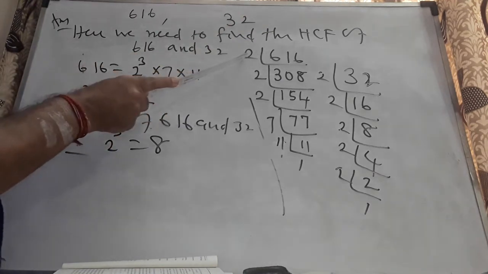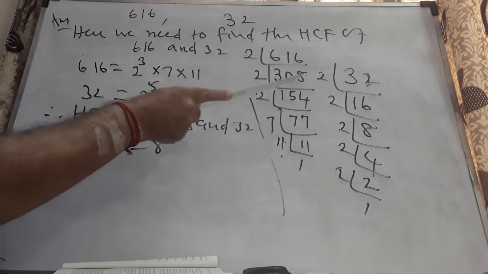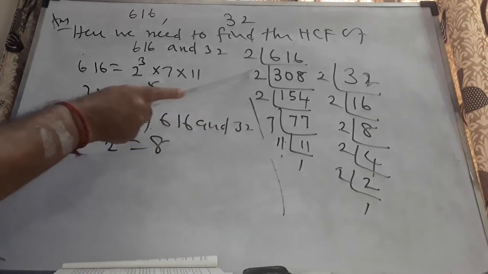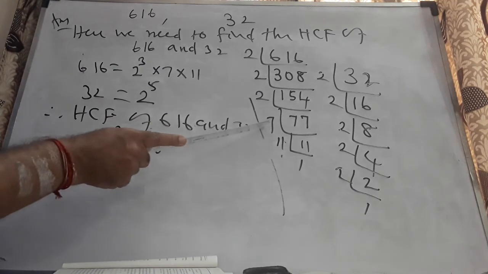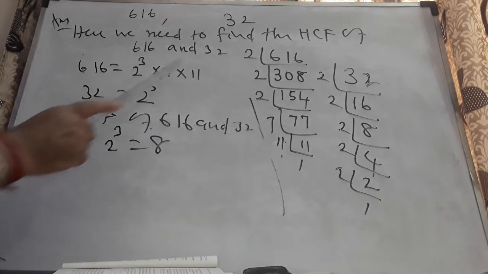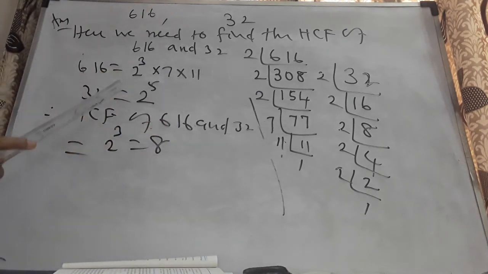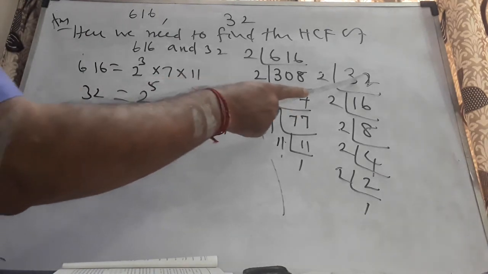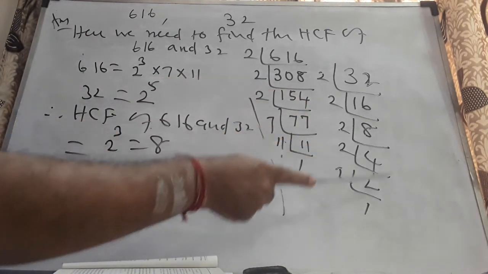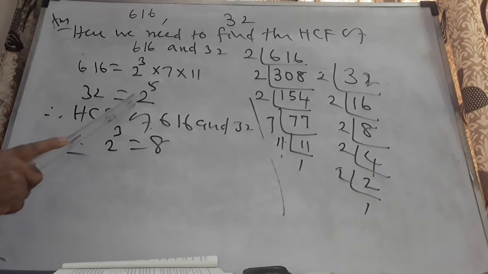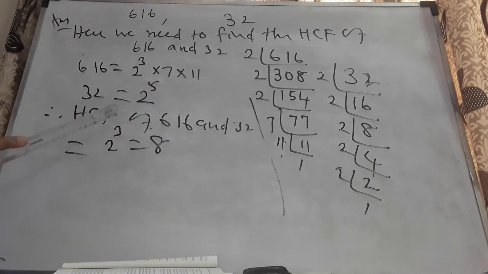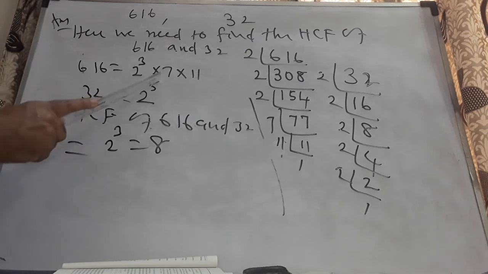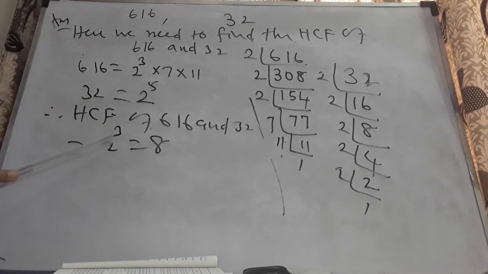Divide 616 by 2. 3 2s are 6, 0, 8 2s are 16, 15 2s are 30, 4 2s are 8, 7 2s are 14, remainder 1, 77. Divide by 7, 11. Therefore, it will be 2 cube into 7 into 11. And for 32, 16 2s are 32, 8 2s are 16, 4 2s are 8, 2 2s are 4. It is 2 power 5. In HCF, out of the common factors, write the lower power: 2 cube, and 7 power 0 and 11 power 0. I need not write those.